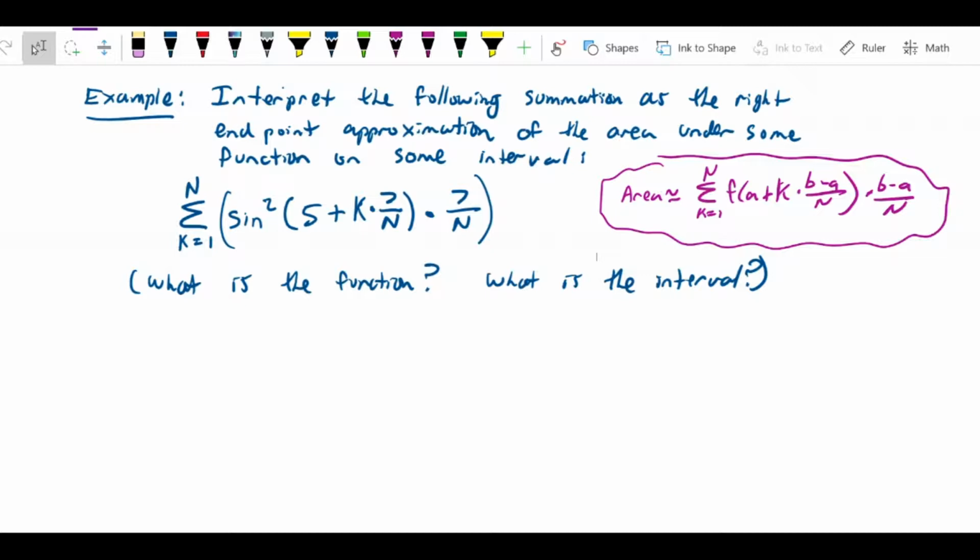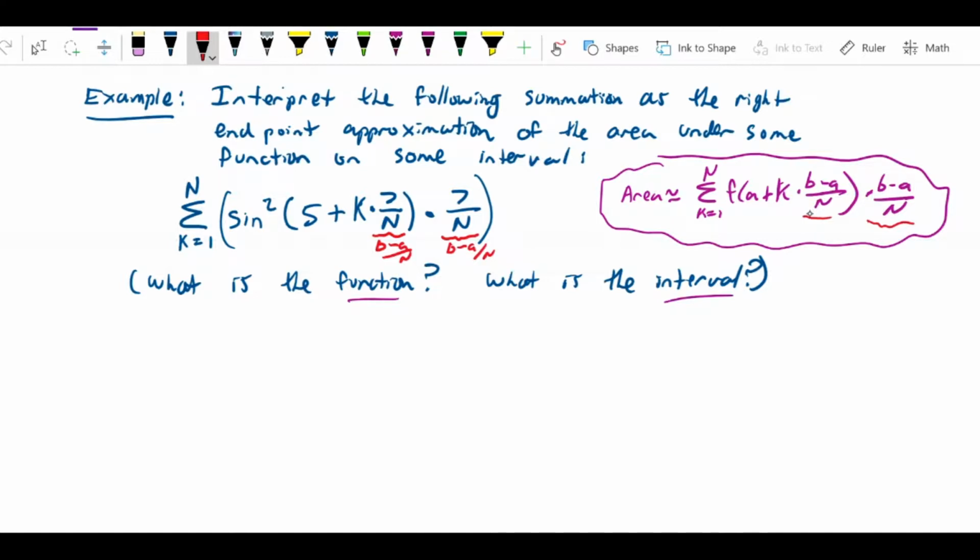So we have the problem to interpret the following summation as the right endpoint approximation of the area under some function on some interval. We're being asked to find the function and the interval. Let's look at the formula for the area. Let's start with b minus a over n and see if we can find that in the problem. We certainly can. This is b minus a over n, and so is this, because that's exactly how they appear in the formula.